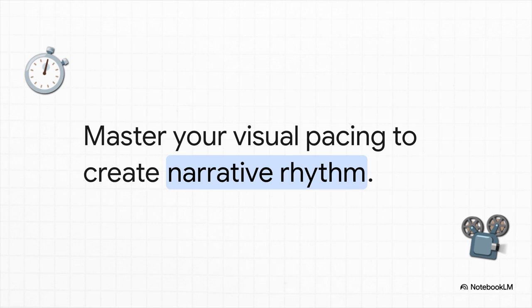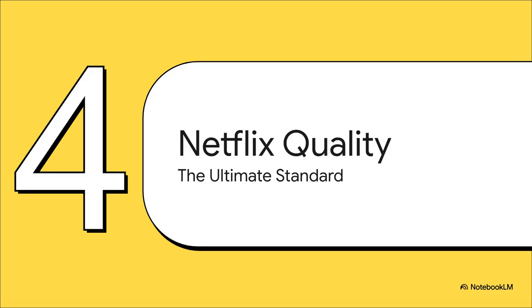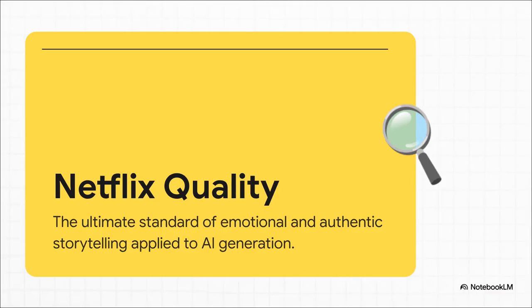For example, linger on a wide, lonely landscape for 10 seconds to build isolation, and then cut to quick, intimate, half-second flashes of a character's face. Which brings us to our final section, achieving Netflix quality. What do we actually mean by this term? Netflix documentary quality is really the ultimate standard of high-end, emotional, and authentic storytelling applied to AI generation.